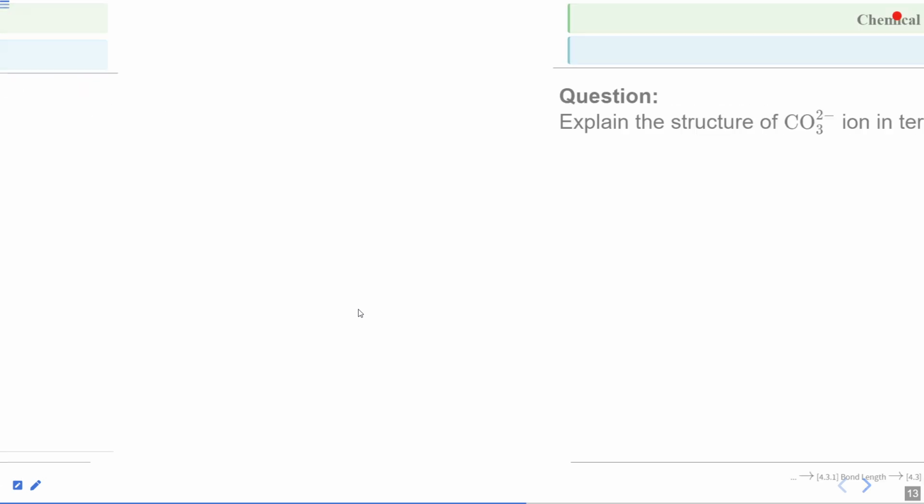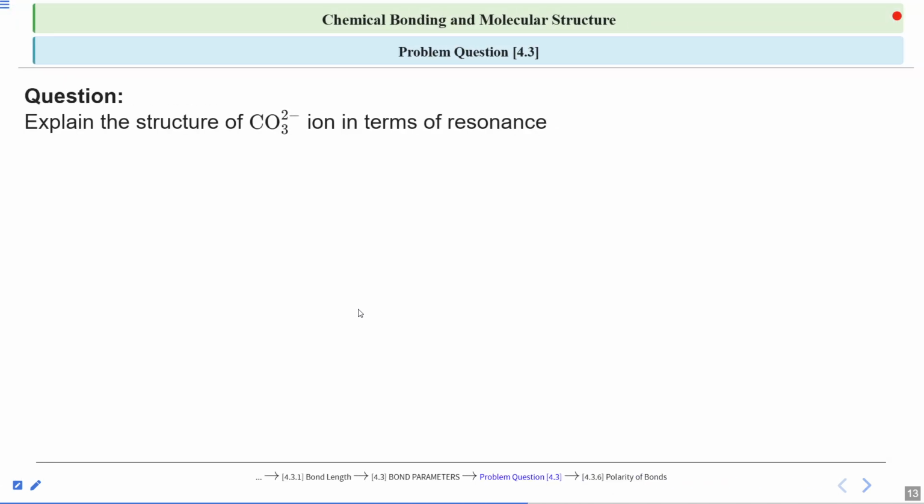Now, here is a question for you. We will discuss this question in the next class. Explain the structure of CO3 2- in terms of resonance. I am leaving this question to you. Just try to draw the resonance structures by yourself by moving arrows and all, and I will help you to draw the same in the next class. Okay.